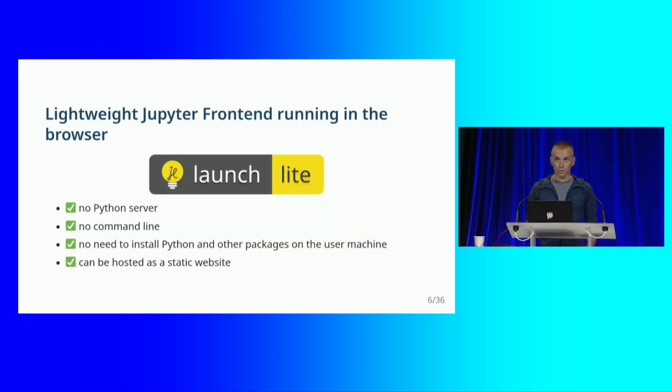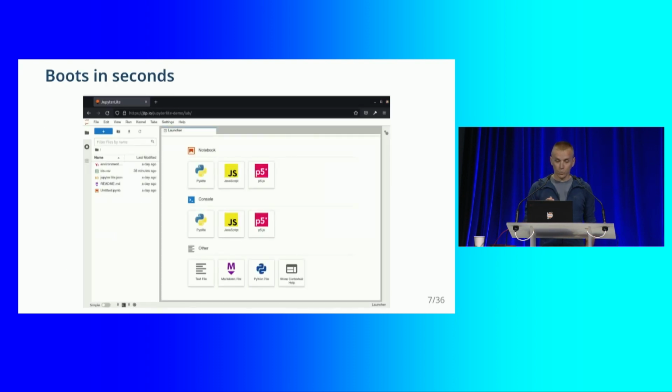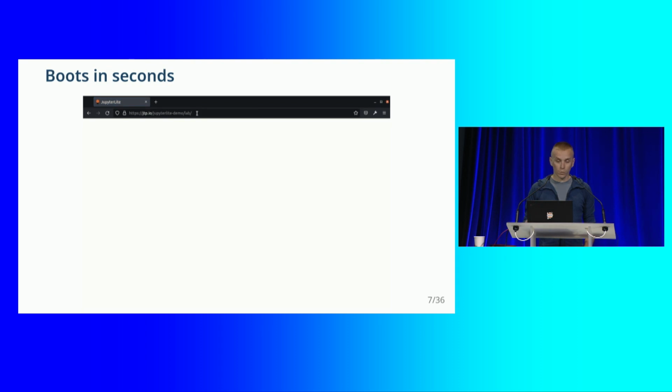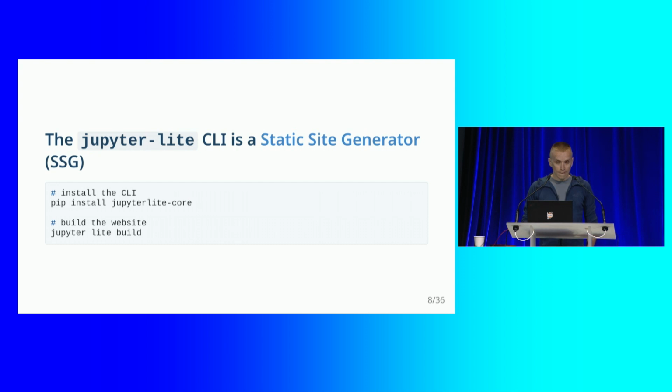So what you get is something lightweight. It's a lightweight Jupyter frontend running in a browser. You don't have to handle a Python server. There is no command line involved, at least for the users. There is no need to install Python or other packages on the user machine. And you can host the whole thing just as a static website. When you have a URL available with a JupyterLite website, you can just go to it, and it boots in seconds. So that's quite useful.